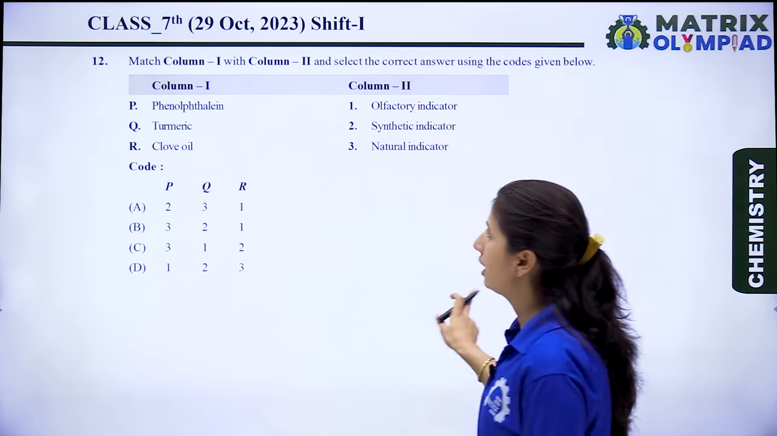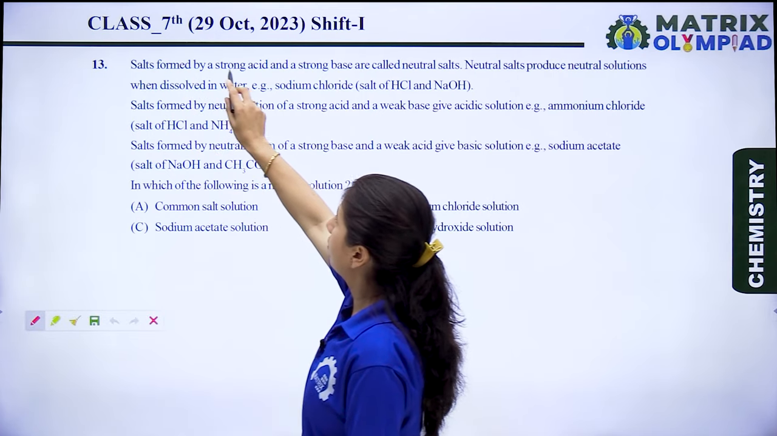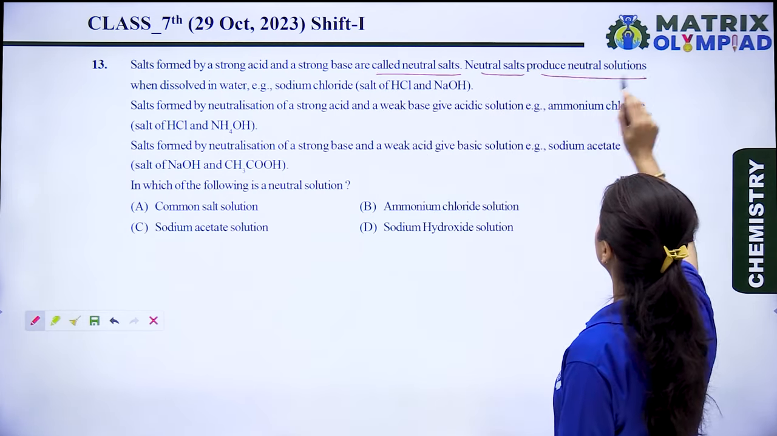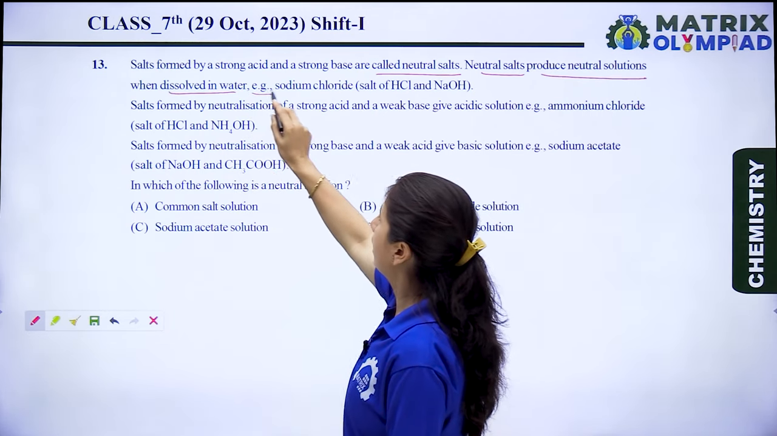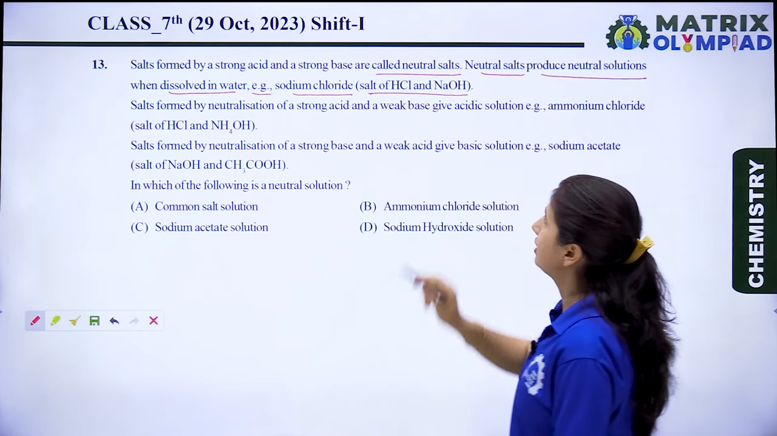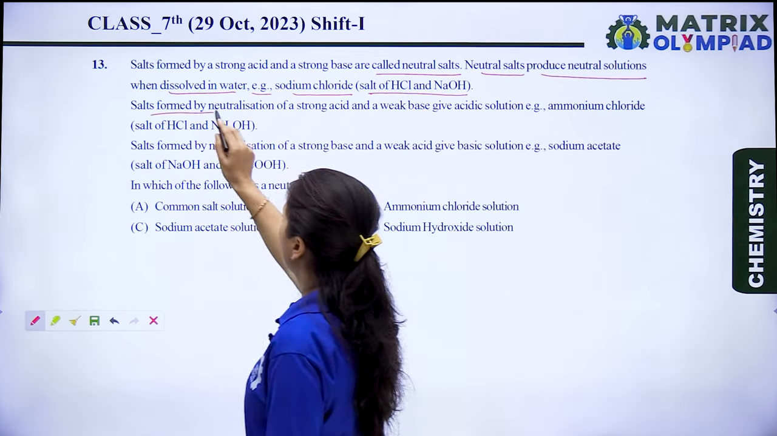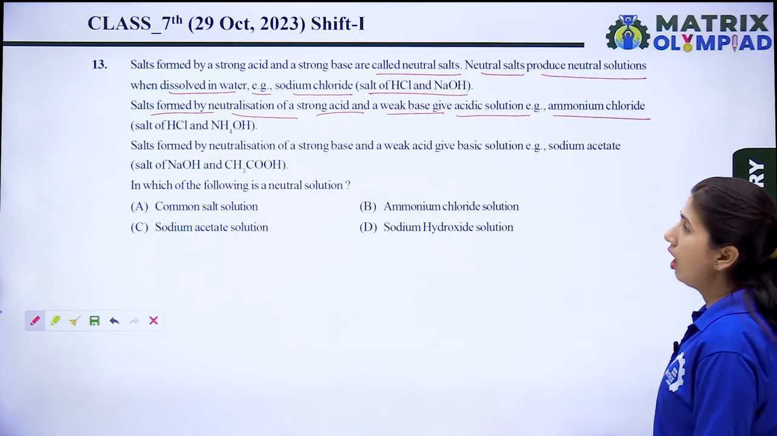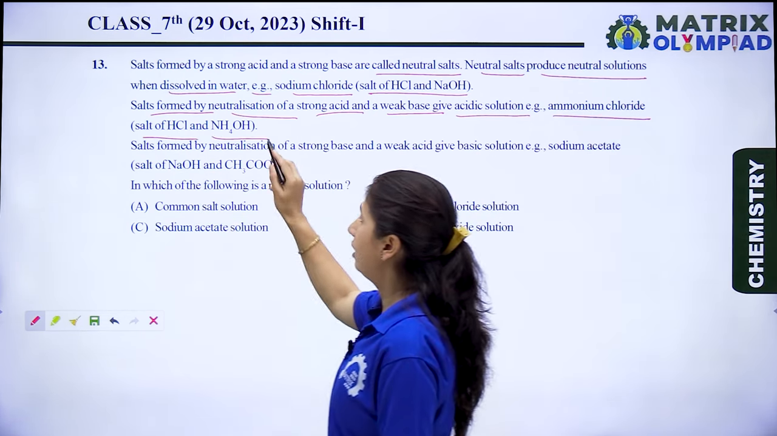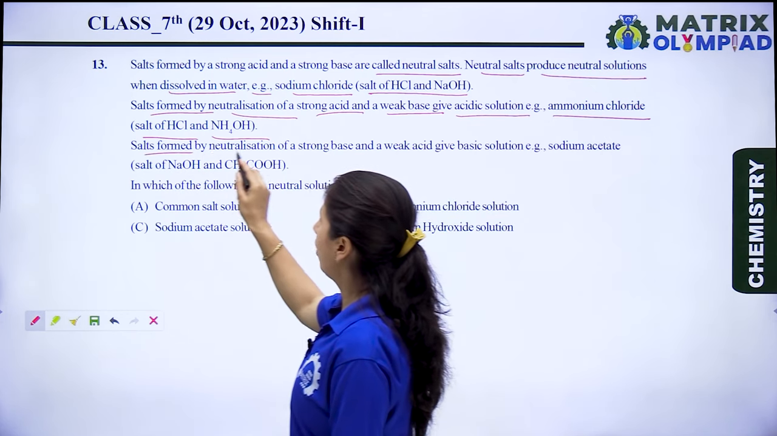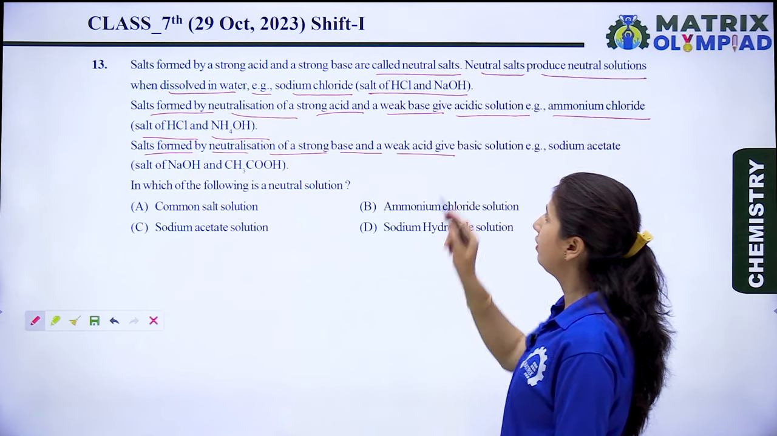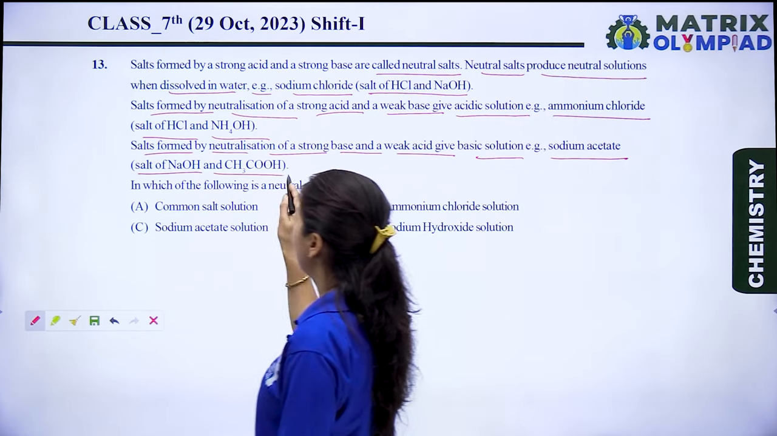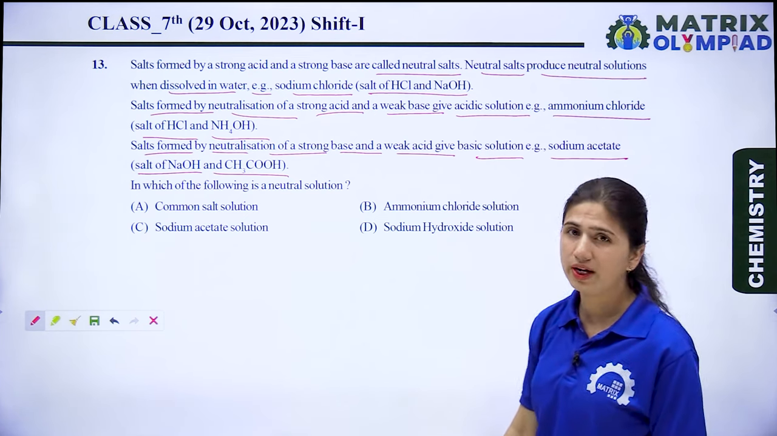Now let's see the next question. The next question is, salts formed by a strong acid and a strong base are called neutral salts. Neutral salts produce neutral solutions when dissolved in water, example sodium chloride, salt of HCl and NaOH. Salts formed by neutralization of a strong acid and a weak base give acidic solution, example ammonium chloride, salt of HCl and ammonium hydroxide. Salts formed by neutralization of a strong base and a weak acid give basic solution, example sodium acetate, salt of NaOH and acetic acid. Okay, now let's see the question.